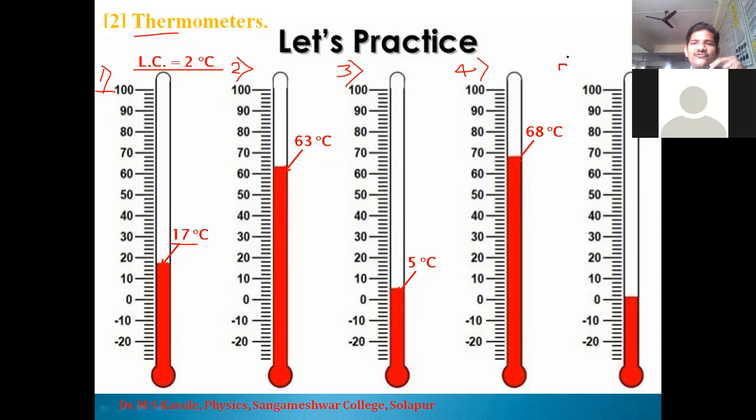And in the last one, can you tell me the temperature measured by the thermometer in the last figure? Fifth one, which is 1 degree Celsius.